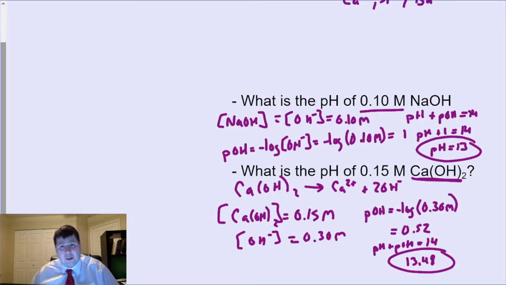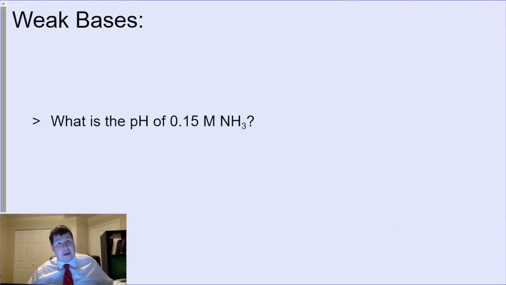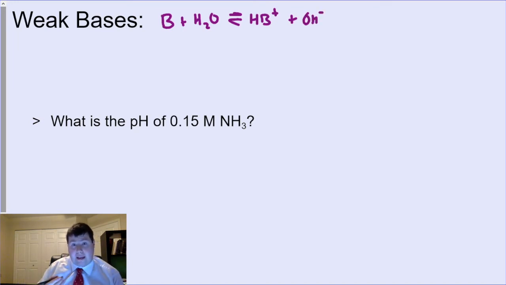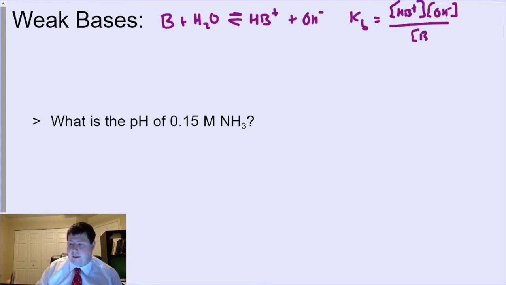Now, let's go ahead and take a look at weak bases. Just like we saw with weak acids, weak bases do exist in an equilibrium, and you want to be able to write out this equilibrium reaction, namely that B plus water is in an equilibrium with HB plus and OH minus. And so if I write my Kb expression, my equilibrium constant, Kb will be HB plus times OH minus divided by my base B.